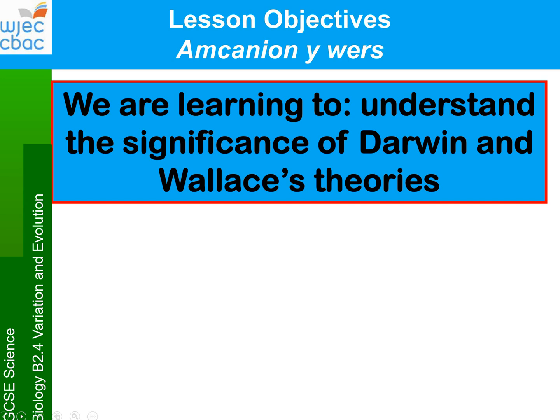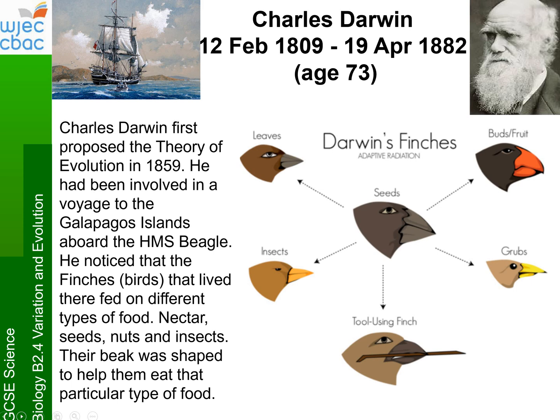So you need to turn to page 37 in your booklet, please. On the top of page 37 we can see a photograph of Darwin here. He lived between the 12th of February 1809 to the 19th of April 1882, and he was 73 years old when he passed away, so it was quite a good age for somebody living in that era, in that time.